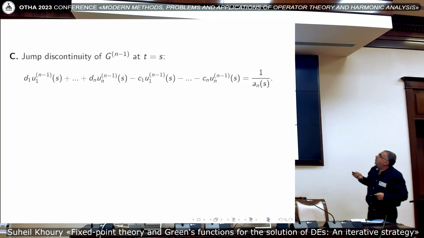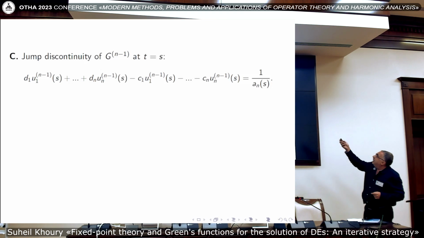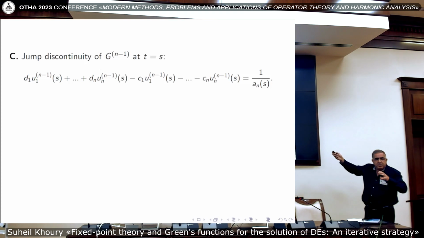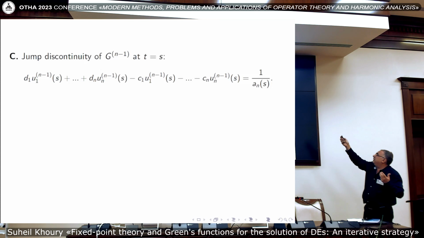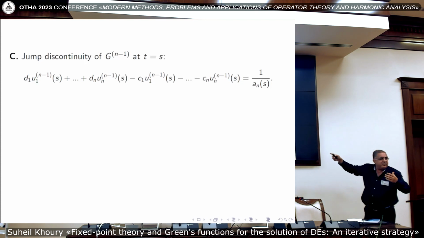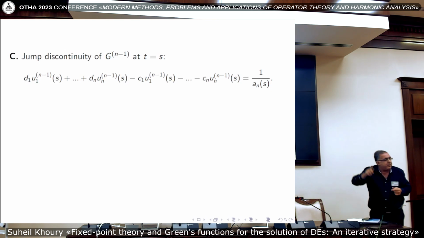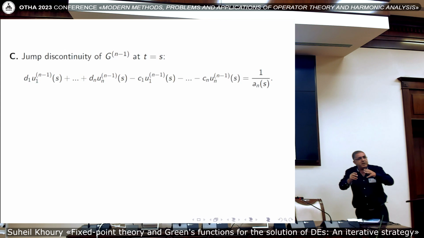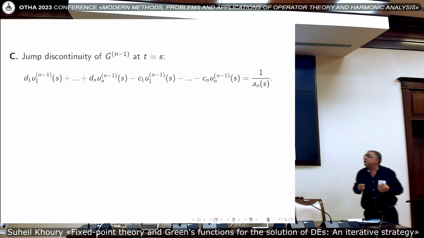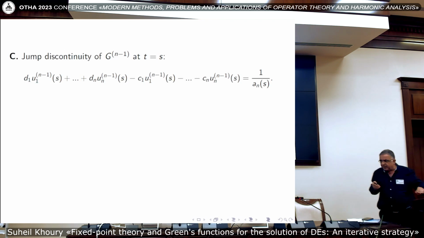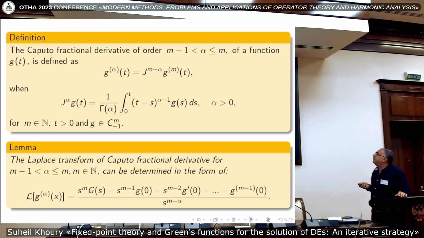So the third condition is that we have a jump. Here a_n of s is the coefficient of the highest derivative. If the coefficient of the highest derivative is 1, we get a jump of 1. So you get the last condition. It is based on the idea that the derivative of the unit step function is basically the delta function. So we have a jump, and this will determine the Green's function.